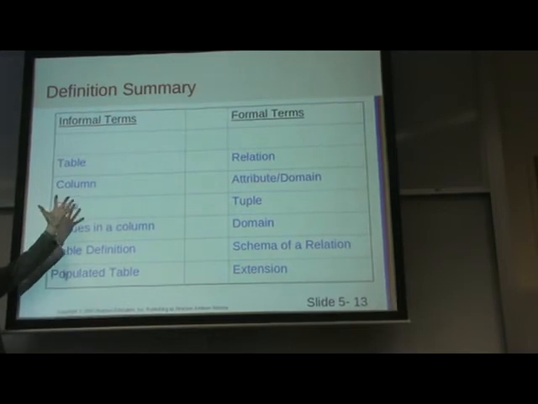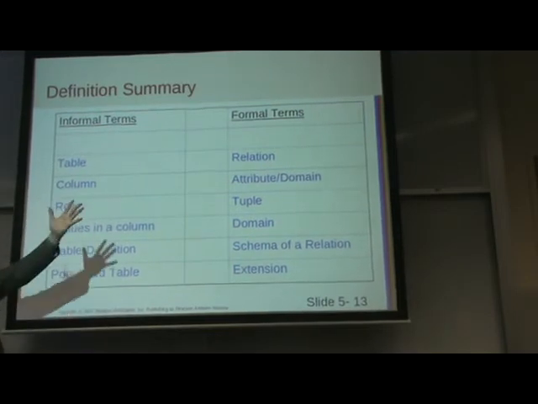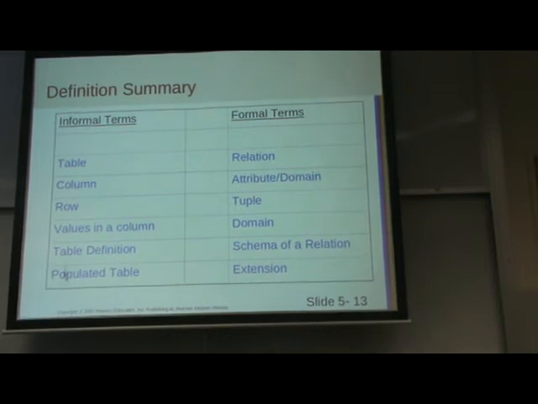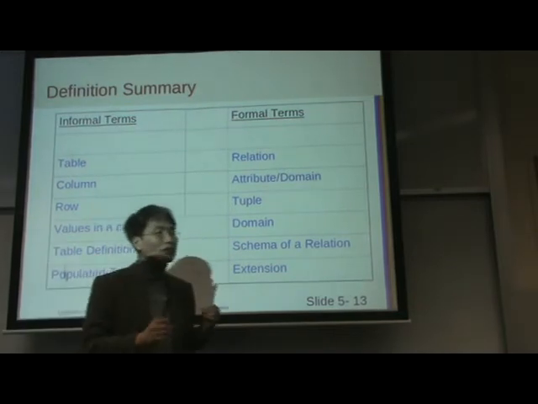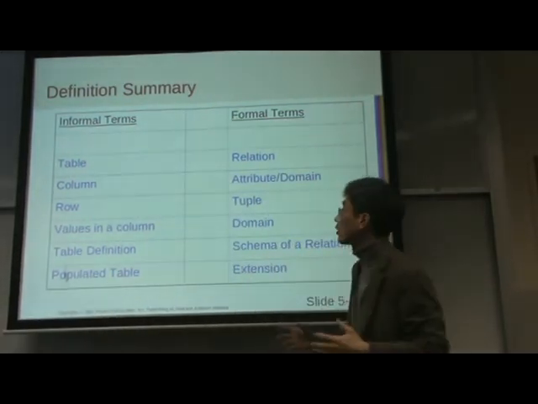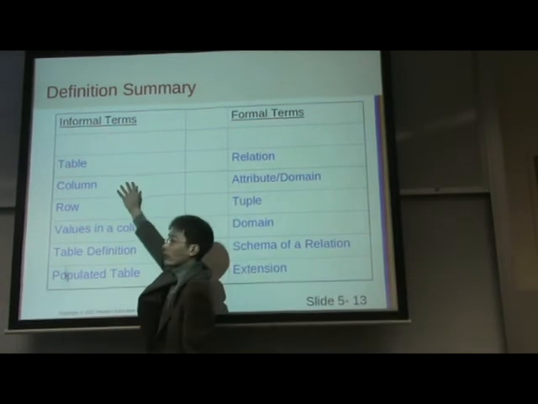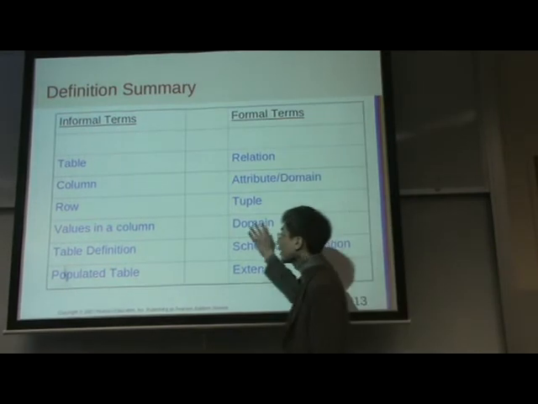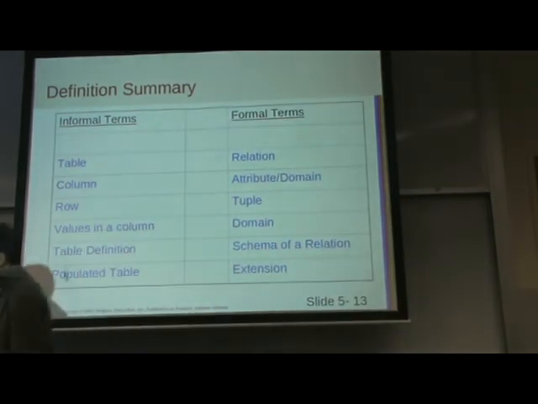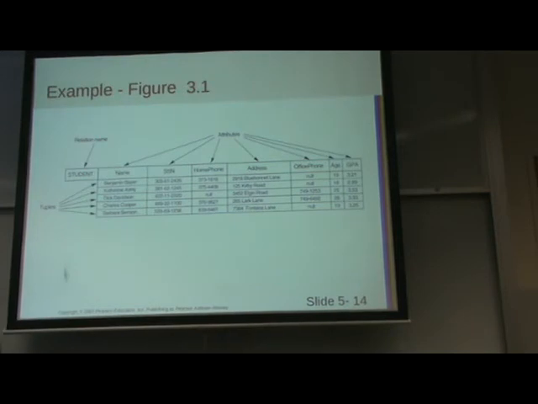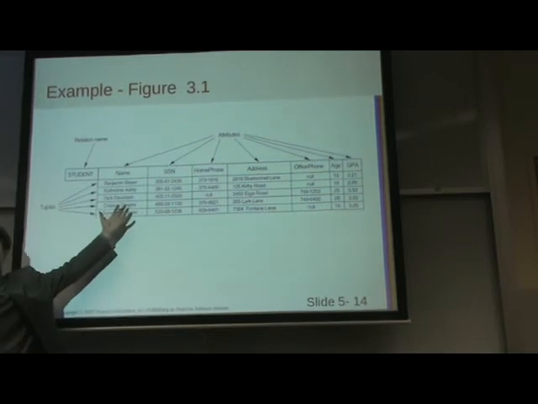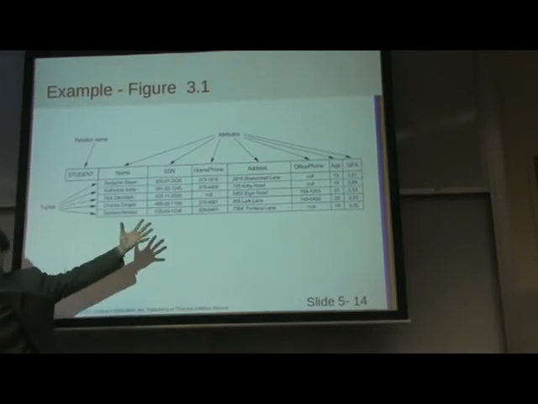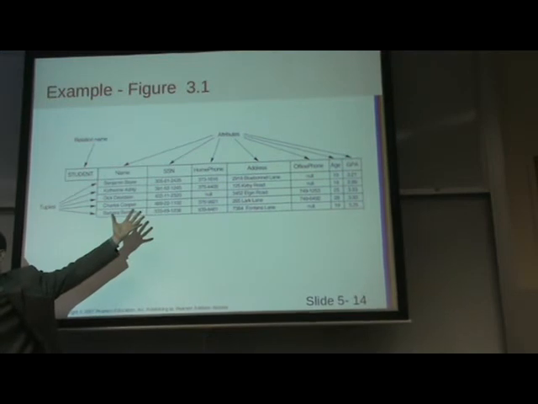I will use the informal and formal terms interchangeably throughout the semester, so you should understand both of them. For example, the attribute is the property, so it can be a column in informal terms. And a row is a tuple in the relational database model. And the domain is the set of values of a column, and so on. This is just an example of the student relation. Eventually, this will be a table in the database.